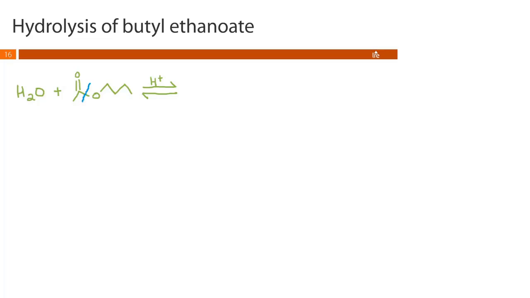Okay, so let's draw our products. We'll start with our carboxylic acid. So our carboxylic acid should have 2 carbons, and our alcohol should have 4 carbons. And we'll go ahead and name our products. So a 2-carbon carboxylic acid is ethanoic acid, and a 4-carbon alcohol, where the OH is attached at one of the terminal carbons, would be 1-butanol.